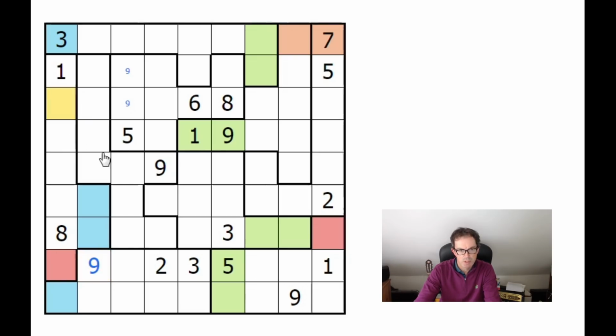So 9s in this block. Where can we put them? Well, we could have one here, and can't have one in either of these 2 squares because of these 9s. We can have one there. That's a bit annoying. I was hoping there was only going to be 1 space left for the 9s there. Hang on. There's something I've just noticed here which is rather nice.